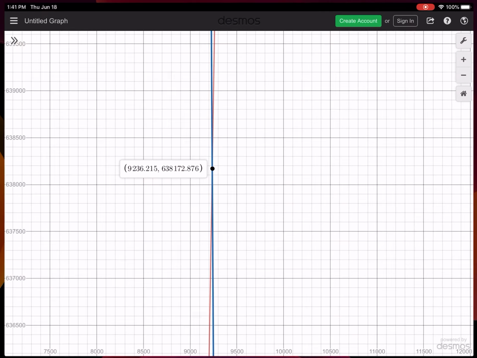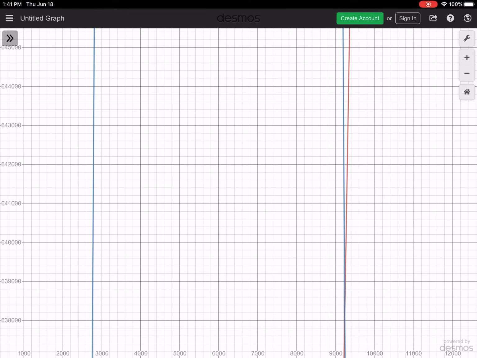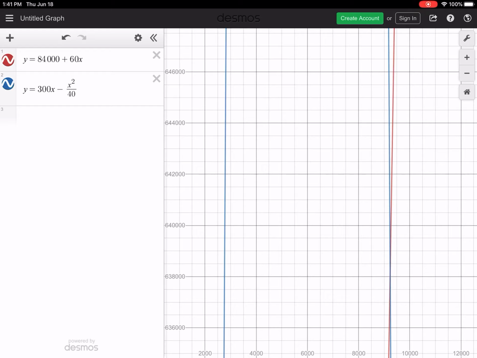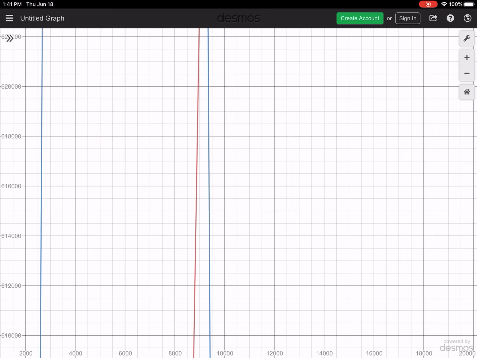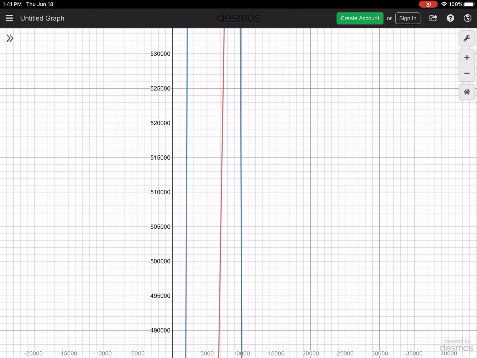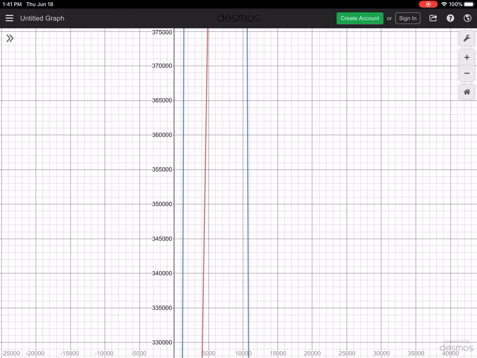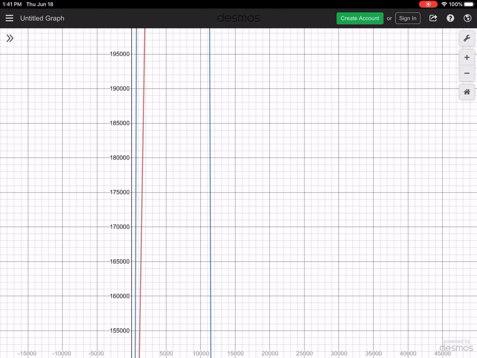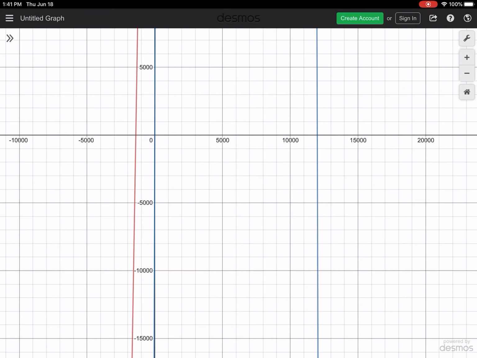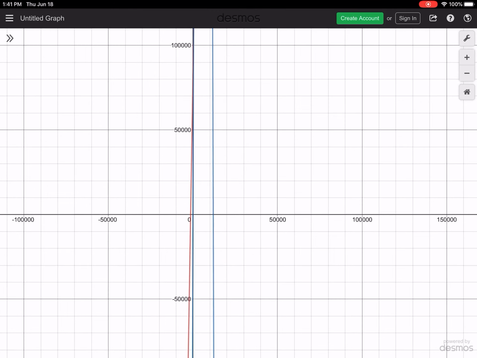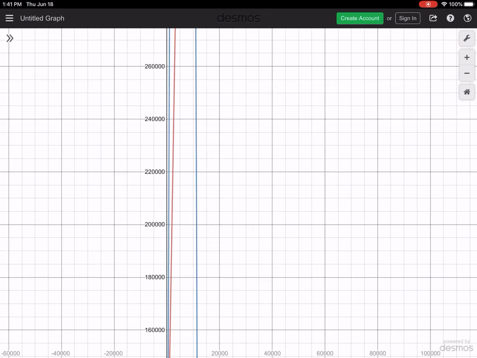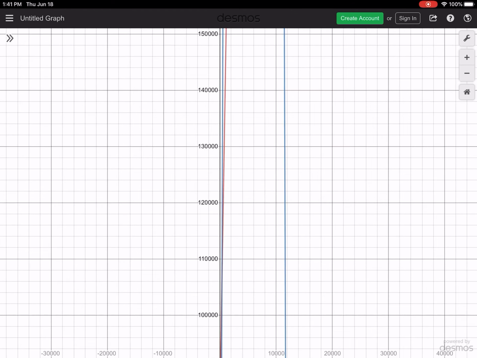Okay, so I'm going to go ahead and go to Desmos. I've already plotted the 2 equations ahead of time. So we have the cost, which is 84,000 plus 60x, and the revenue, which is 300x minus x squared. When you graph it, it's really large numbers because it's 84,000, so you don't see anything at all. You have to zoom out, and then zoom back into the first intersection point.